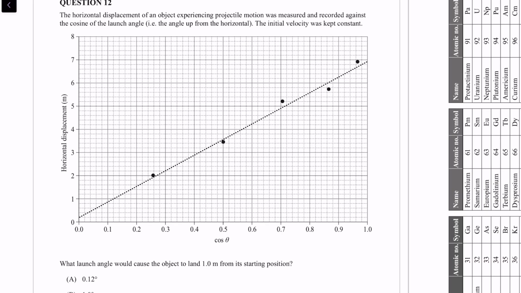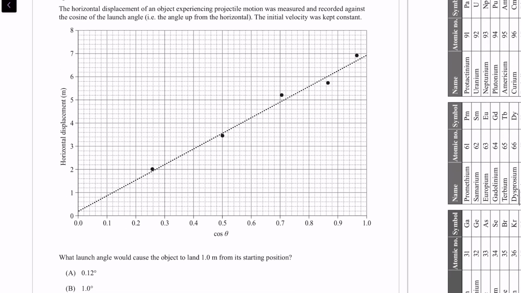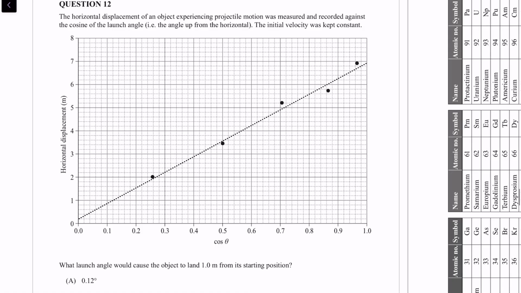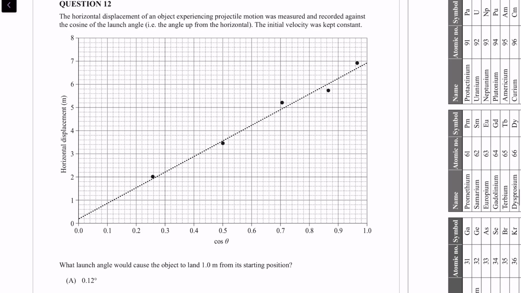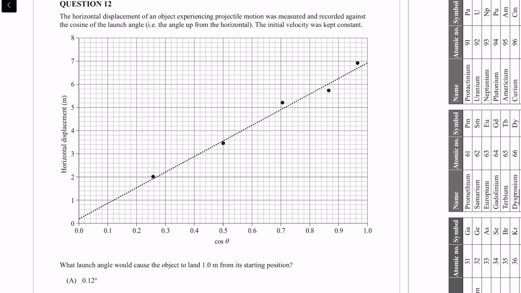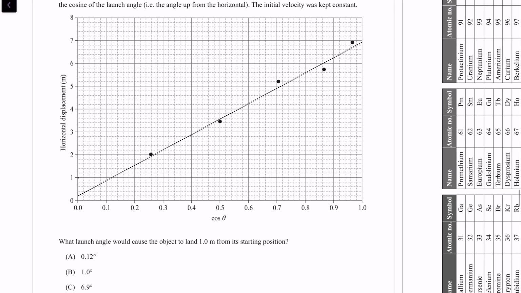So, horizontal displacement of an object experiencing projectile motion was measured and recorded against the cosine of the launch angle up from the horizontal. Initial velocity was kept constant. I honestly don't know why this question was here. It was a really mathematical question, not really a physics one, but they like to put in these graph questions, making sure as physicists you know how to work with converting and graphs and that sort of stuff. It's a big part of physics.